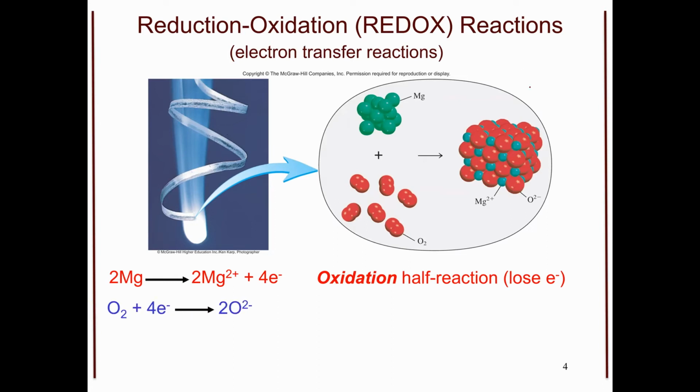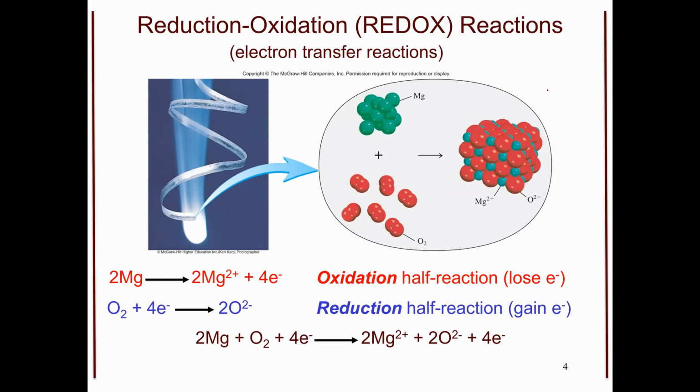Now we need something to pick up those electrons. So in this case, we will come along with oxygen, which is wanting electrons. It will pick up those 4 electrons and form 2 O2 minus. If they are going to gain electrons, we are going to call that the reduction half reaction. For every redox reaction, we are going to have a gainer and a loser of electrons. You must have one with the other in order to maintain charge balance.